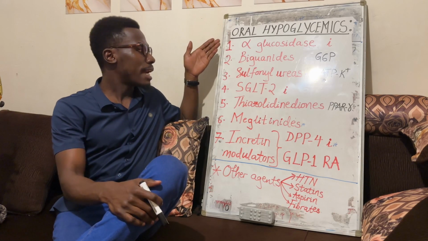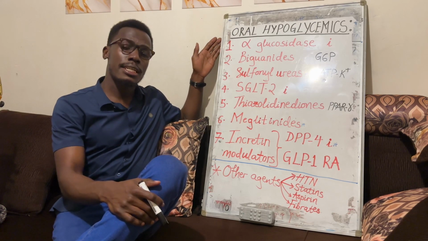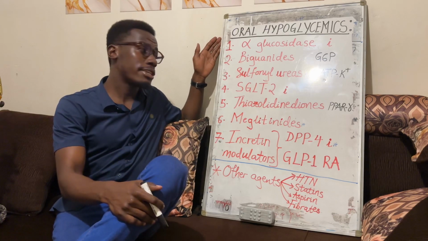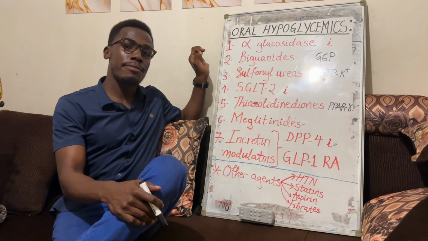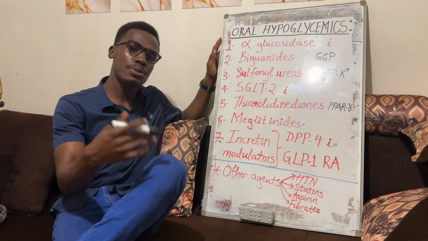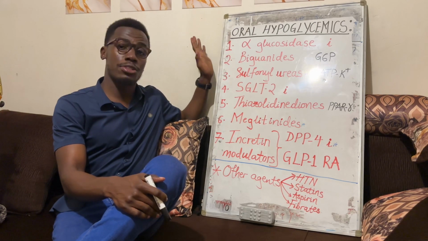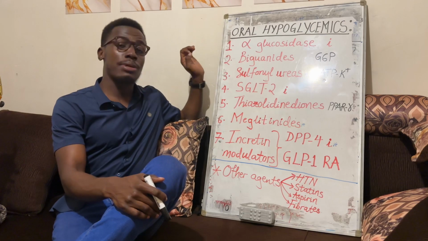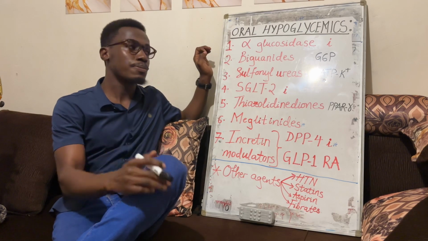So when this enzyme is inhibited, it means that the digestion or the breakdown of carbohydrates is slower, and therefore we have less glucose being reabsorbed into the bloodstream. And so that's how those drugs work. One of the examples that we have there is a drug called acarbose.